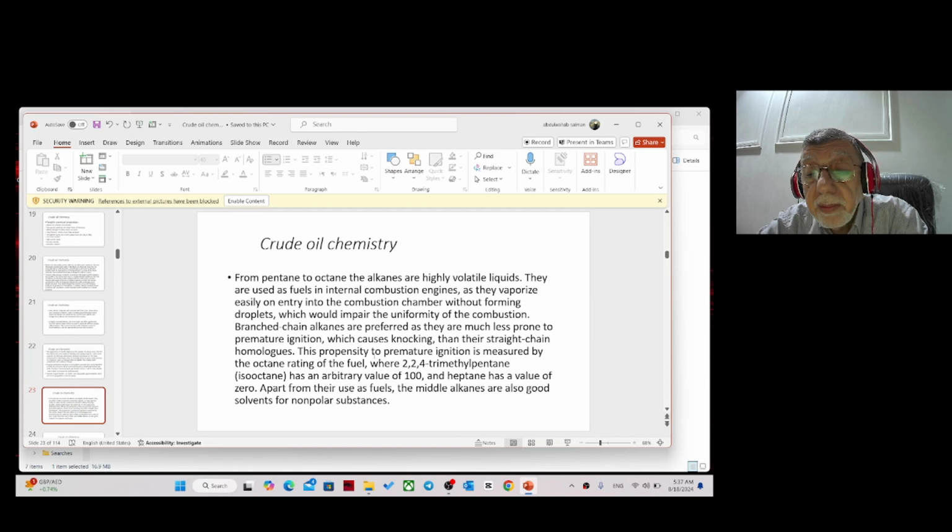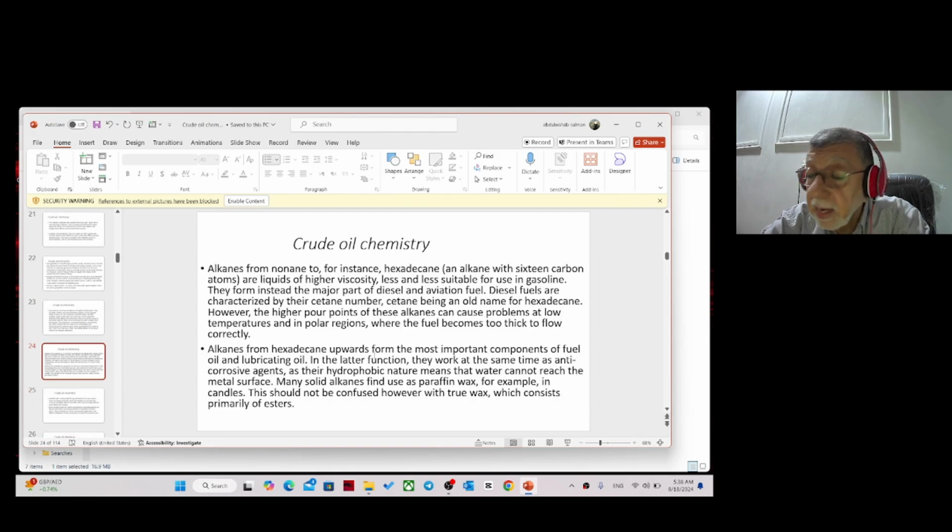The propensity for premature ignition is measured by the octane rating of fuel, where 2,2,4-trimethylpentane, or isooctane, is the arbitrary value of 100 octane number, and heptane, the straight chain containing 7 carbon atoms, has the value of 0 octane number. Apart from their uses as a fuel, the middle alkanes are also good solvents for nonpolar substances.